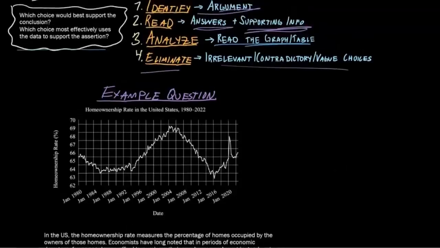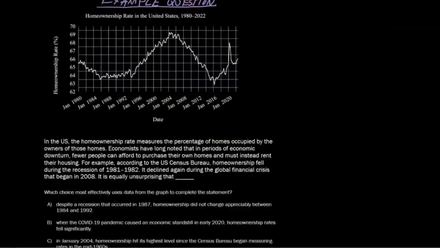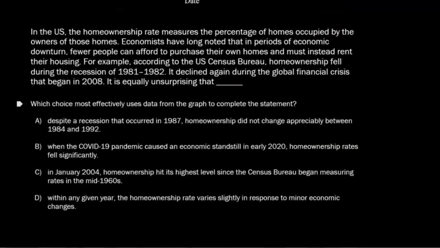We're going to read the rest of the answers, we're going to analyze, and then we're going to eliminate questions or answers that are clearly wrong. Let's take a look at that first. Which choice most effectively uses data from the graph to complete this statement?